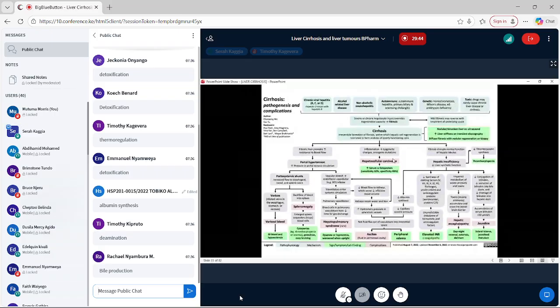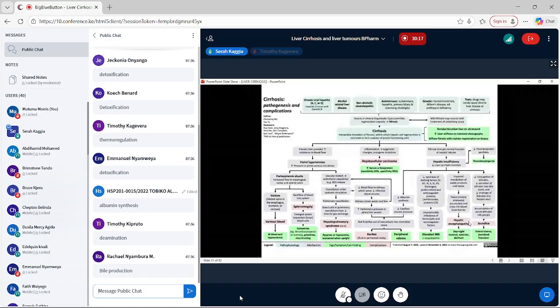Then insufficiency. The normal synthesis of coagulation factors is impaired, so you'll have high levels of your INR, for example, and then impaired metabolism of toxins, hepatic encephalopathy. You get all that because of the brain, and asterixis. Then conjugation of bilirubin is not occurring, so you end up having jaundice.